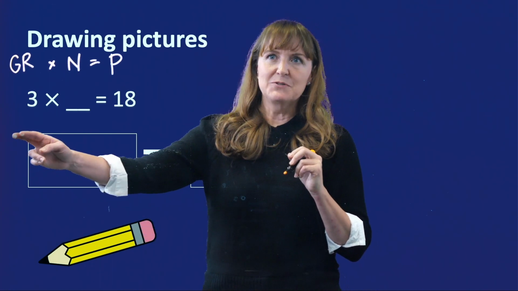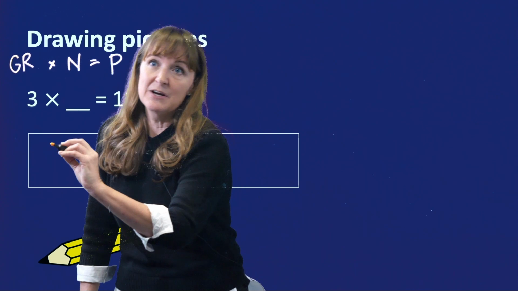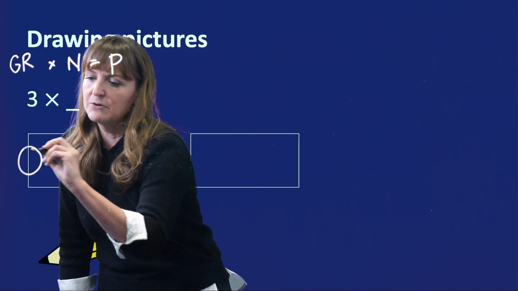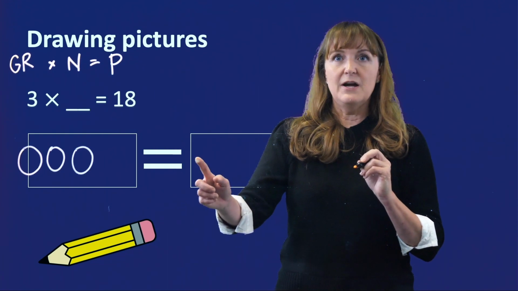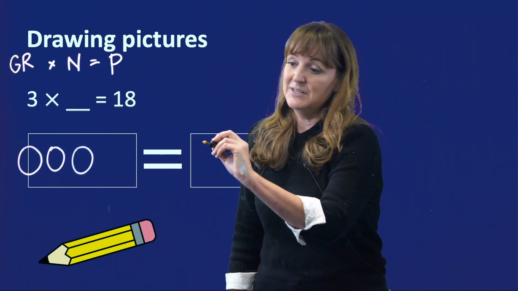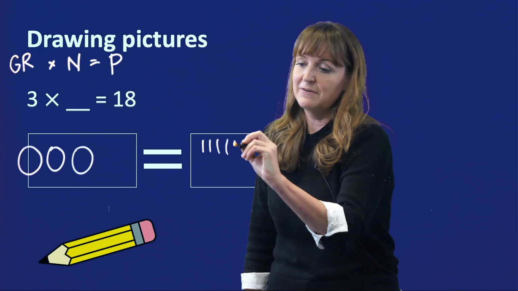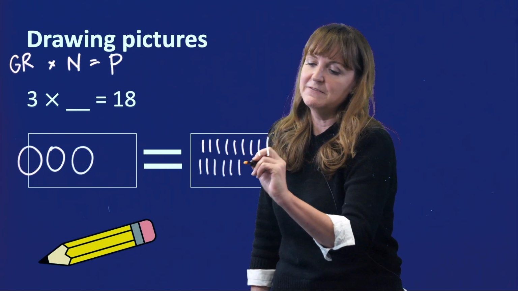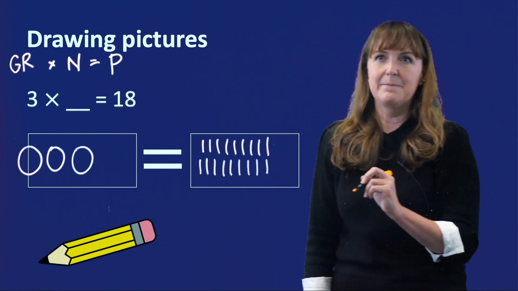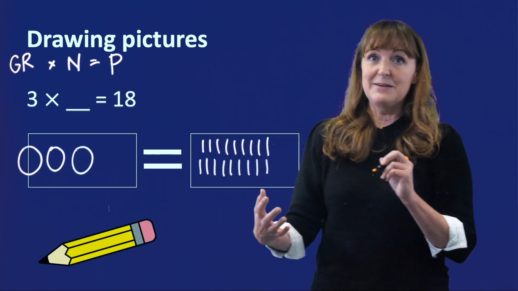So we know the groups. We know we have 3 groups. Maybe here on my balance mat, I'm going to show 3 groups. 1, 2, 3. And then over here, I know I have 18. I could draw those 18. 1, 2, 3, 4, 5, 6, 7, 8, 9, 10, 11, 12, 13, 14, 15, 16, 17, 18. All right. 3 is not the same as 18.